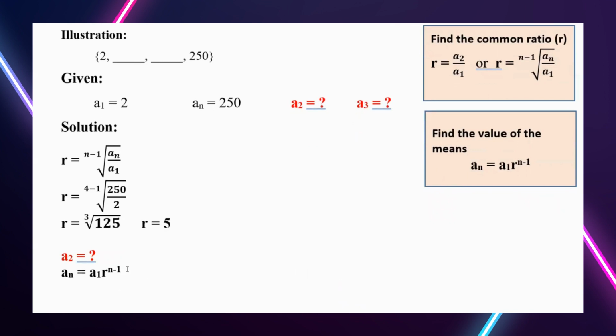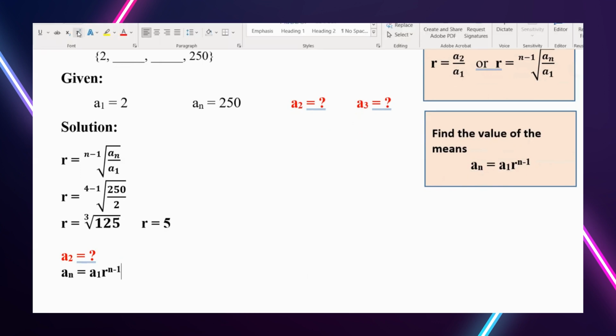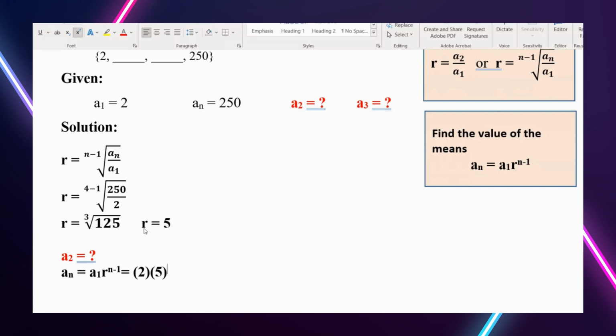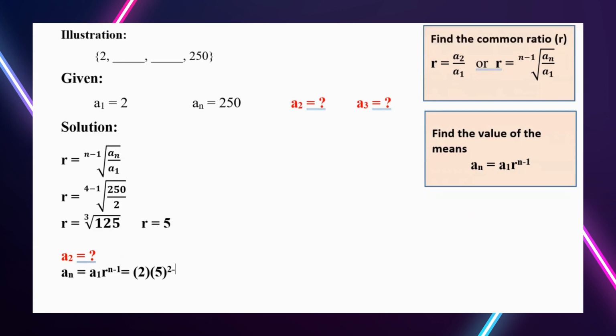a sub n is equal to a sub 1 times r raised to n minus 1. So, therefore, we can have to substitute the value of a sub 1. Ang value ng a sub 1 natin ay 2. Ang value ng common ratio natin ay r or 5 rather, raised to ang value ng ating n ay kung anong hinahanap natin, which is a sub 2 minus 1.